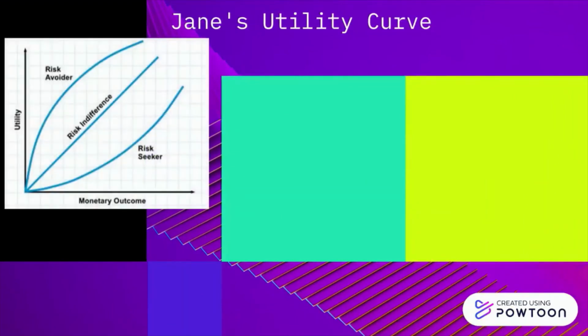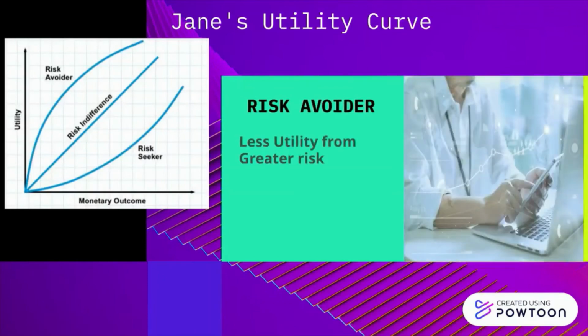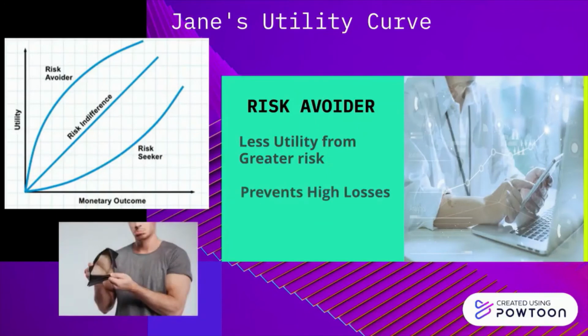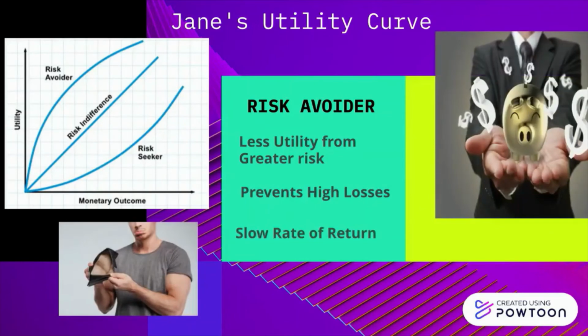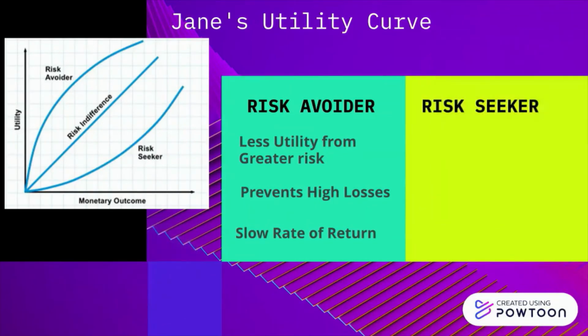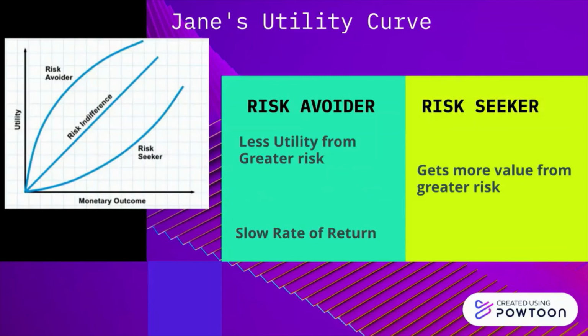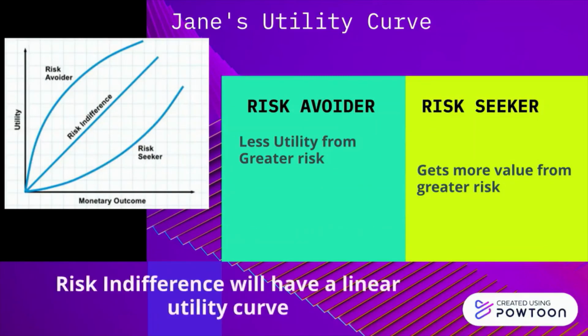Jane's utility curve is typical of a risk avoider. She gets less utility from greater risk. She avoids situations where high losses might occur. As monetary value increases, her utility curve increases at a slower rate. A risk seeker gets more utility from greater risk. As monetary value increases, the utility curve increases at a faster rate. Someone with risk indifference will have a linear utility curve.